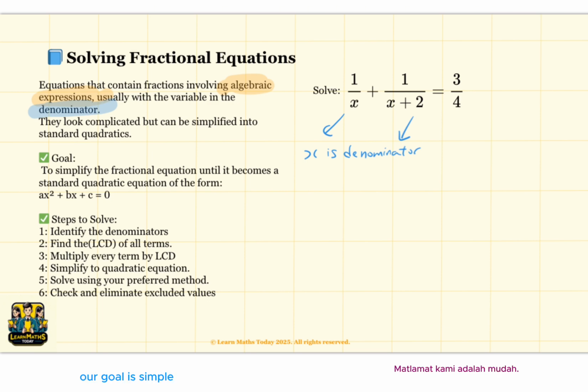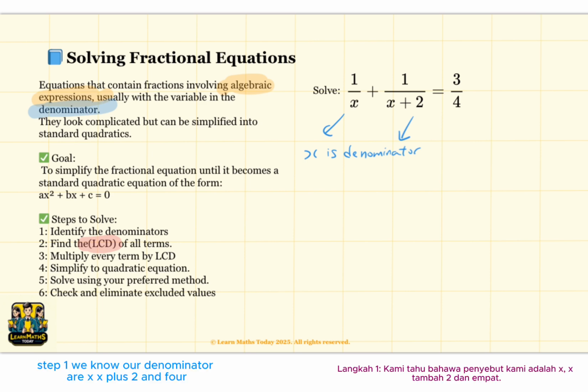Our goal is simple. We want to eliminate all the fractions by multiplying with the lowest common denominator, and then we will solve the resulting quadratic using our preferred method. Let's work through an example. 1 over x plus 2 plus 1 over 4 equal to 3/4.